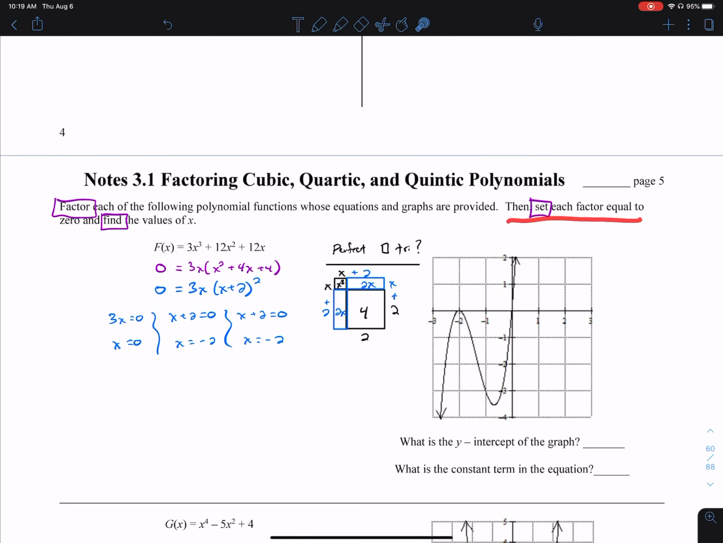Set each factor equal to 0 and find the values of x. We did it, set equal to 0, we found the values of x. There are 2 more questions here. What's the y-intercept of this graph? Where does it cross the y-axis? It looks like it's crossing at 0. What is the constant term in the equation? Well, here is our equation. There doesn't appear to be a constant term, so that really means the constant term is plus 0. So we could say there is no constant term, or you could say it's 0.